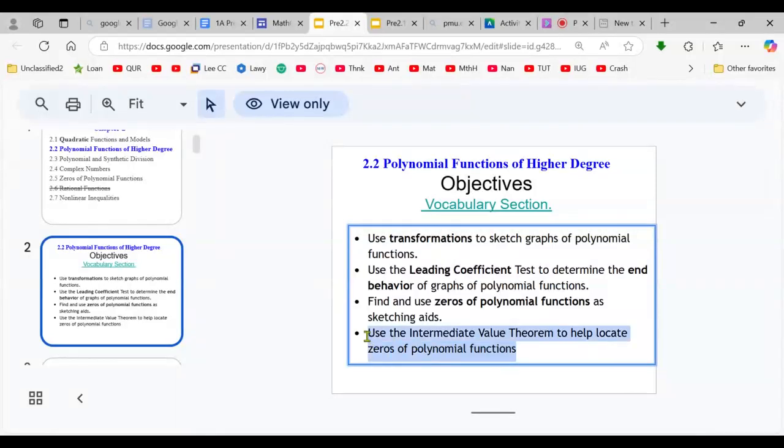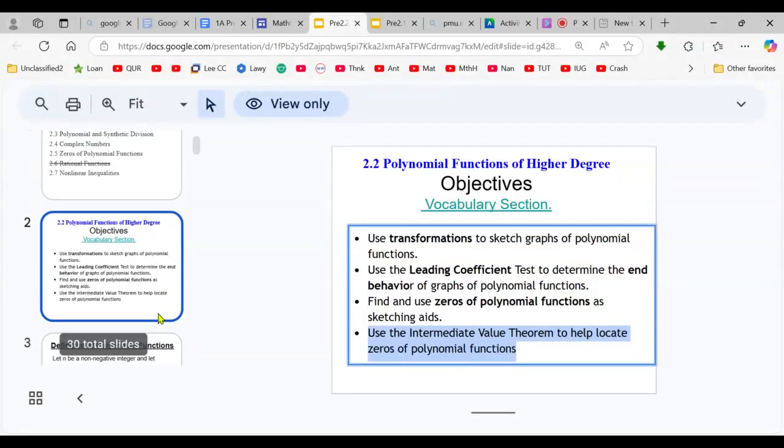Number 4. Use the Intermediate Value Theorem to help locate zeros of polynomial functions.